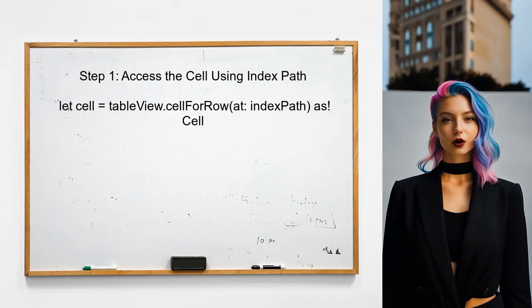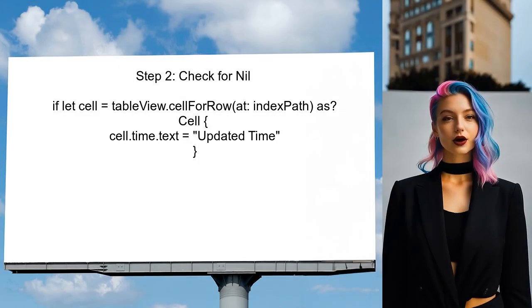To update a label in a cell outside of the cellForRowAtIndexPath method, the user should first ensure they have a reference to the correct cell. This can be done by using the index path to access the cell directly from the table view. Next, the user should check if the cell is not nil before trying to update the label. This prevents any unexpected nil errors when accessing the cell's properties.